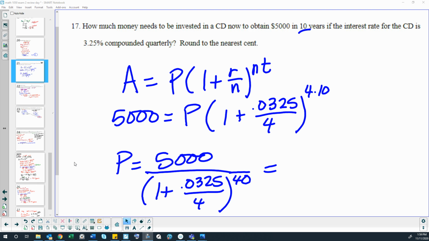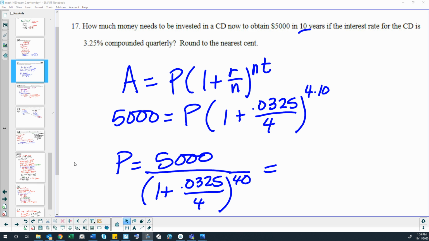Chapter 4 worksheet, question 17. How much money needs to be invested in a CD? So that stands for Certificate of Deposit, which you can invest in at a bank or a credit union, and it usually has a little bit higher interest rate than a regular savings account.